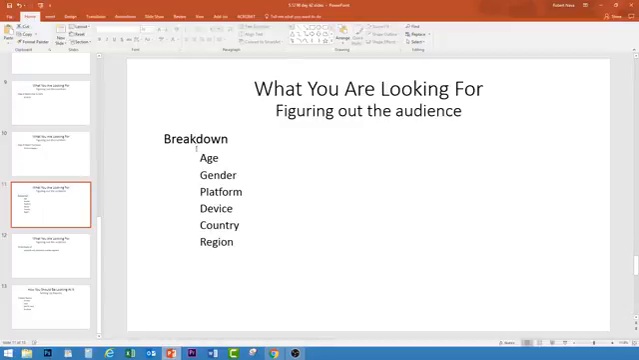So there's a tab that we're going to look at when we go into our reporting that allows you to look at the different breakdowns. There's a lot of information that you can look at, but the ones that we care about, I guess, are six of them that I have here. There's age, gender, platform, device, country, and region. Now, you might not look at all of these, but depending on my type of campaign and what I'm doing, I'm going to look at at least some of these.